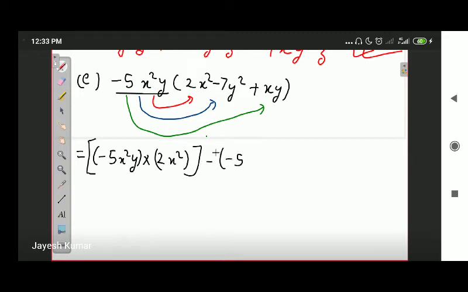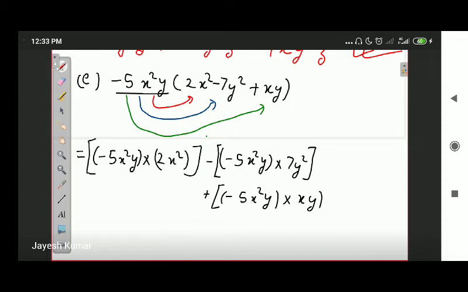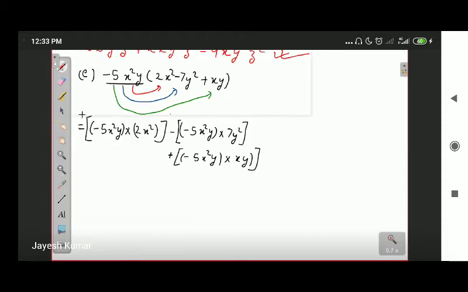Minus 5x square y into 7y square. And lastly, plus minus 5x square y into xy. Now we will simplify the expressions. This is minus 5 into 2 minus 10, x square into x square, x to the power 4, y into nothing, y. This is not 0. This is nothing, 1.